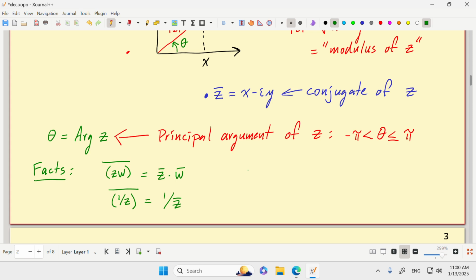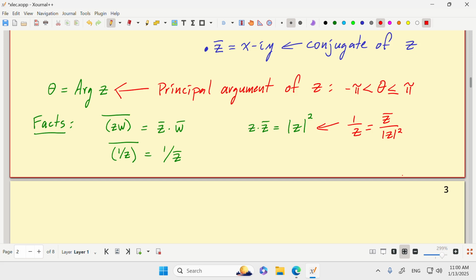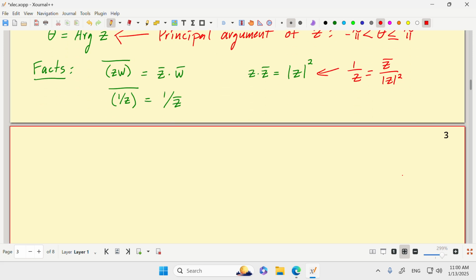Some more facts that are fun: z times z conjugate is equal to the modulus of z squared. Easy things to check. Interesting, when you look at that, you can see that 1 over z is equal to z bar over the modulus of z squared. We've already seen that. Okay, so there's a lot of routine stuff to check.